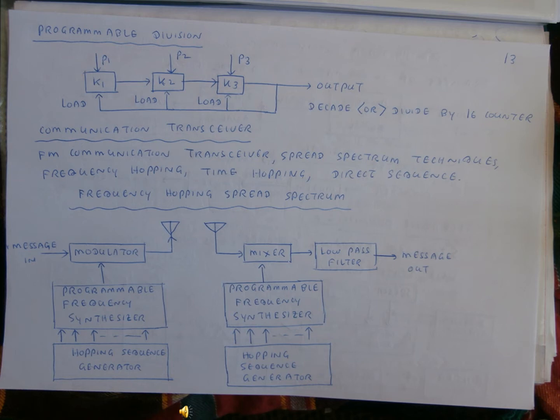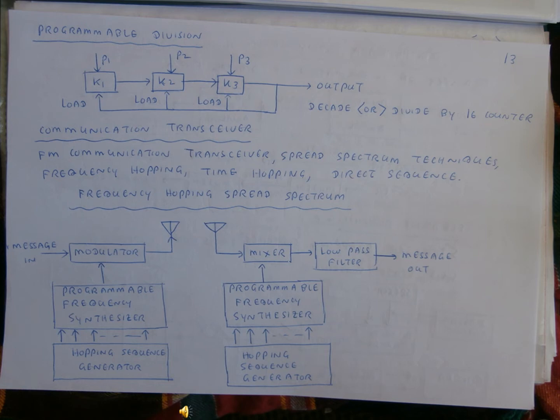A communication transceiver is a frequency modulated communication transceiver. They also utilize spread spectrum techniques such as frequency hopping, time hopping, and time sequence. Those methods are utilized in the communication transceiver.